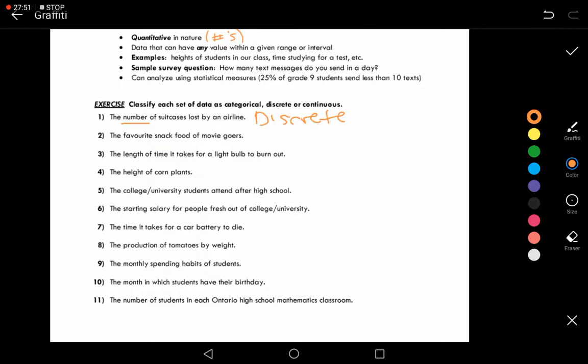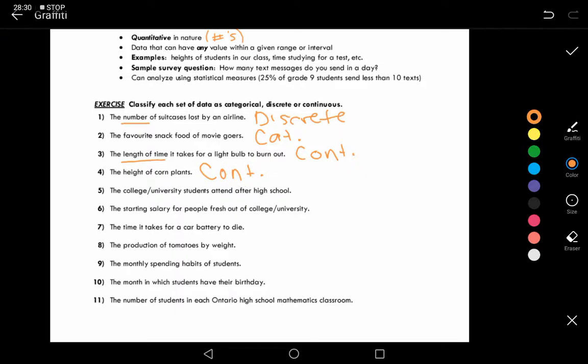The favorite snack food of moviegoers: again, as soon as we see that it's not going to be a number, we know it's categorical. The length of time it takes for a light bulb to burn out. As soon as we see length of time, that's a given range or interval. So this one is continuous. The height of corn plants. That's going to be over a period of time. The height is going to continue to grow. It's not a stagnant number. So that one is also going to be continuous.